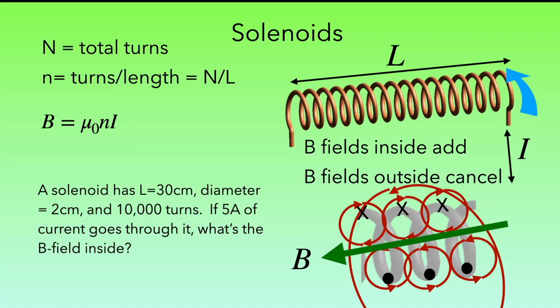If a solenoid has a length of 30 centimeters, diameter 2 centimeters, and 10,000 turns, and 5 amps of current goes through it, what's the B field inside? And it's really just plug and chug on this. It's going to be mu 0 times 10,000 turns divided by 30 centimeters. And then we have the current, and the current is 5 amps. Okay, and so what we end up with is 0.2 Teslas.